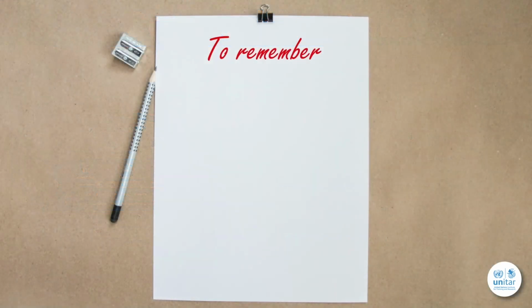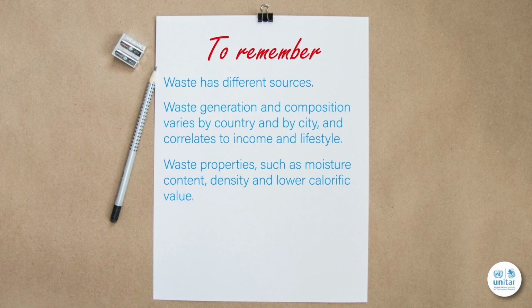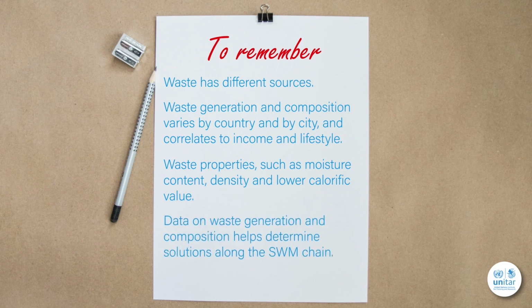Let's sum up what we've just seen in this lesson. We briefly saw the different waste sources. Then we looked at waste generation and composition and how they vary by country, by city, and how it correlates to income and lifestyle. Waste properties, such as moisture content, density, and lower calorific value. Remember, the general rule is that waste in low-income settings usually has high organic content, high moisture content, high density, and a lower calorific value. And finally, we looked at the importance of data on waste generation and composition to determine adequate solutions along the solid waste management chain.